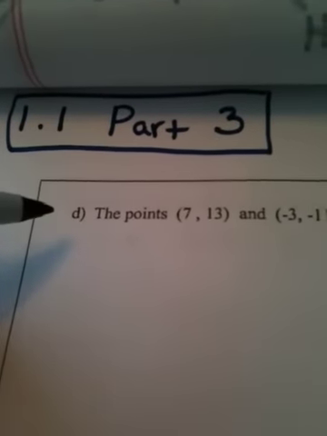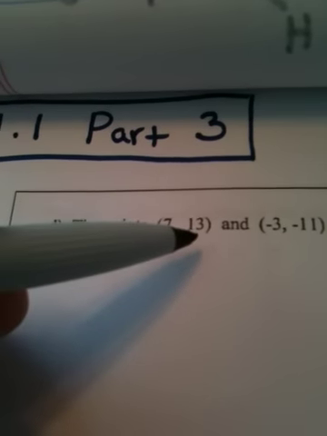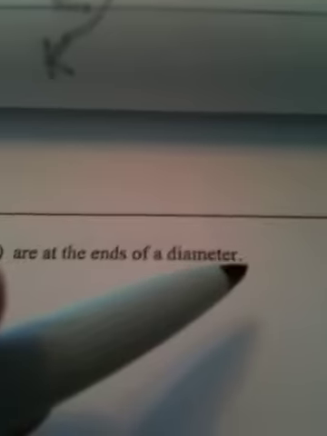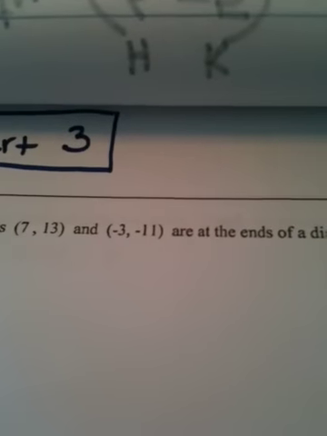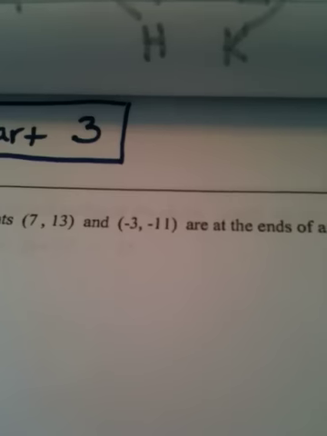Okay, now remember the same directions pertaining from last time. We're still in 1.1 part 3. This is problem D. We're given that the points 7, 13, and -3, -11 are endpoints of a diameter of a circle, and we want to find the equation of the circle.